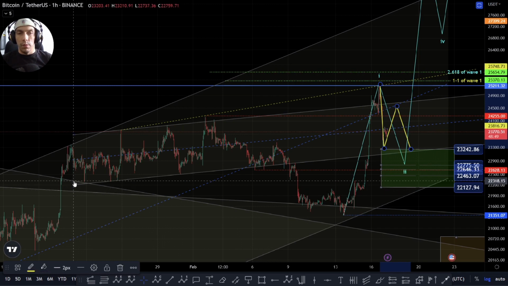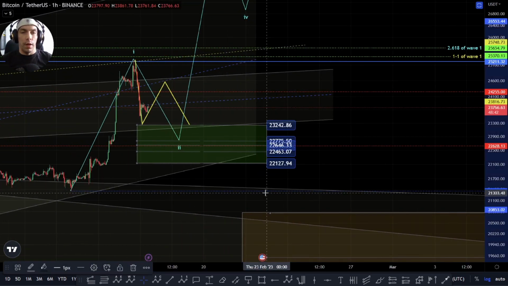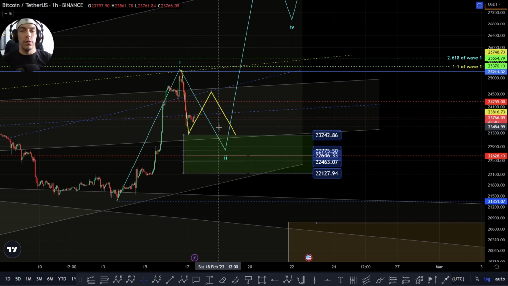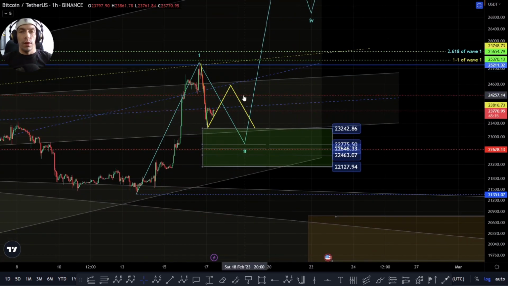The 786 really is as deep as we'd want to go, which would be this 22,127. If we start to break down below that, we start to lose this sort of idea of being able to push up one more time.